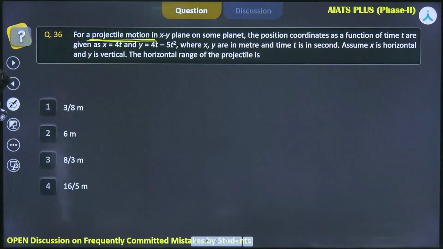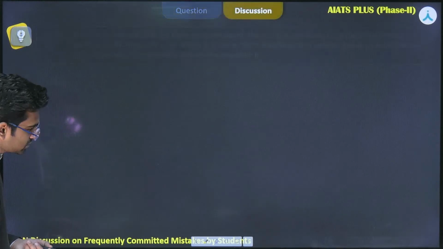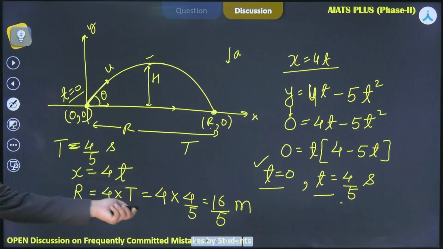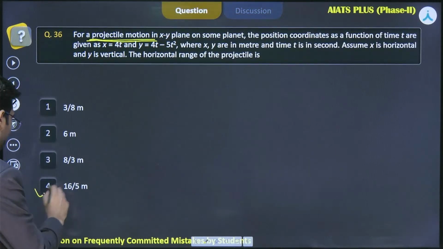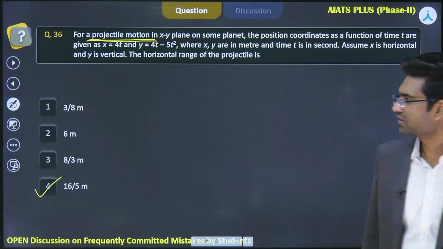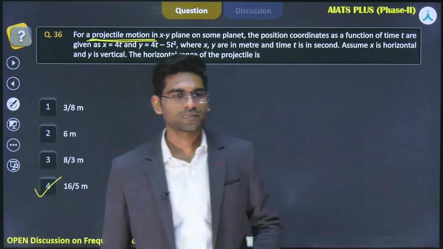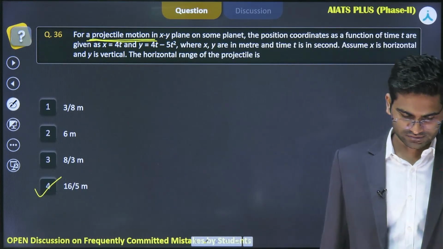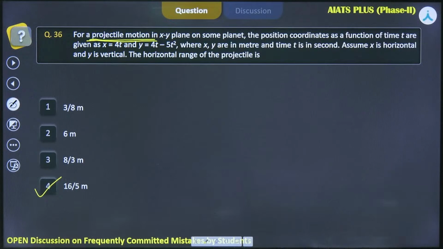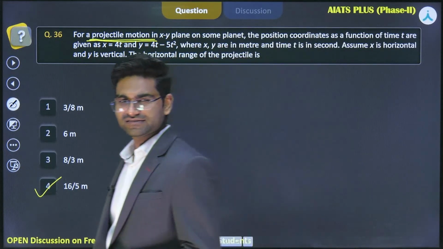Answers are given in this form only, right? So 16 by 5 meter. Everything was given in SI units, so the answer would be in meter obviously. Option 4 is the correct answer. How many of you got this correct in your exam also? No one? Was it difficult?